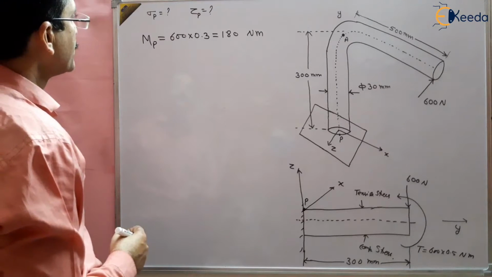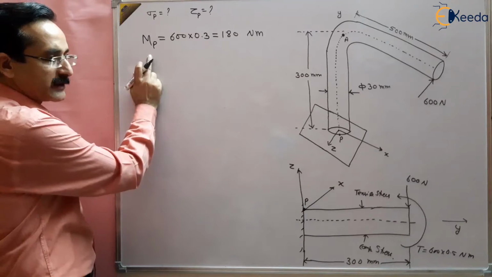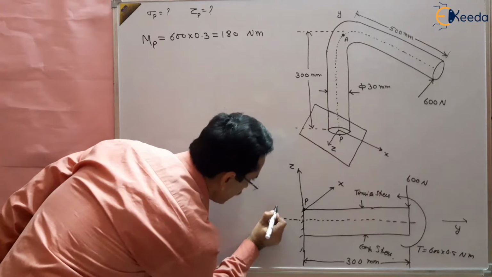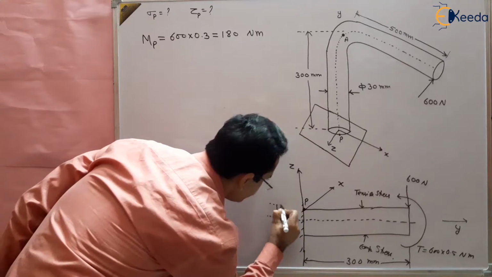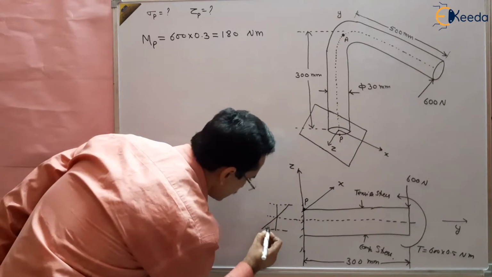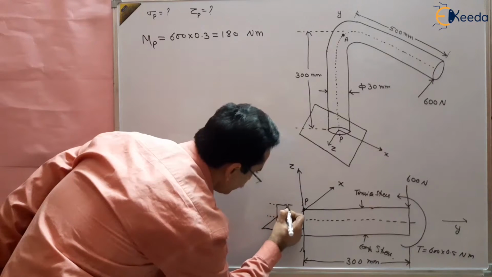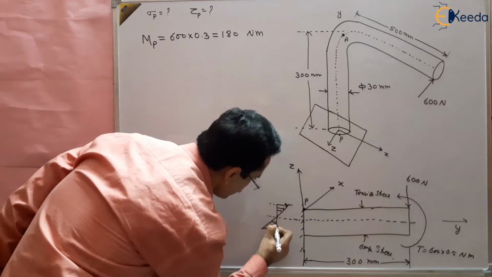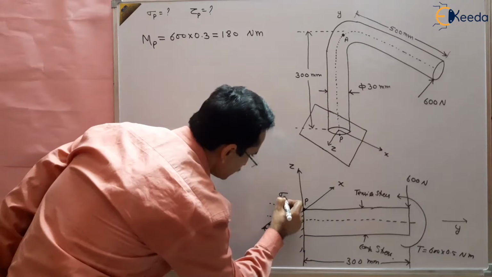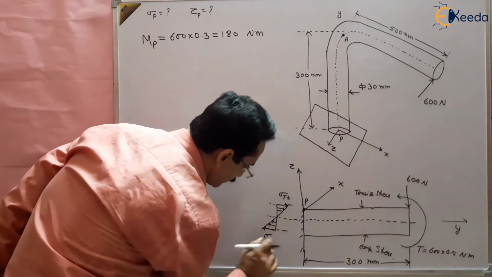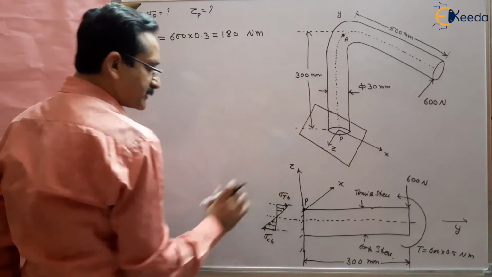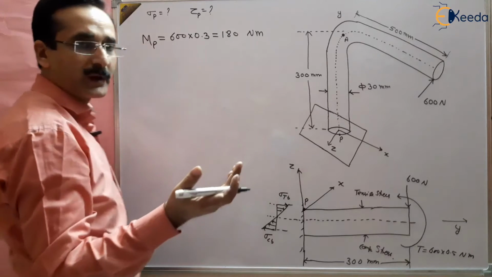Due to this there will be bending stresses developed, and what will be the bending stresses? You know that bending stresses will be maximum at the outer fiber and 0 at the center, the neutral axis, right? So these are the bending stresses, sigma B. It is tensile upward and compressive downward. In the lower fiber it is compressive, upper fiber it is tensile. So these are the bending stresses developed, right?